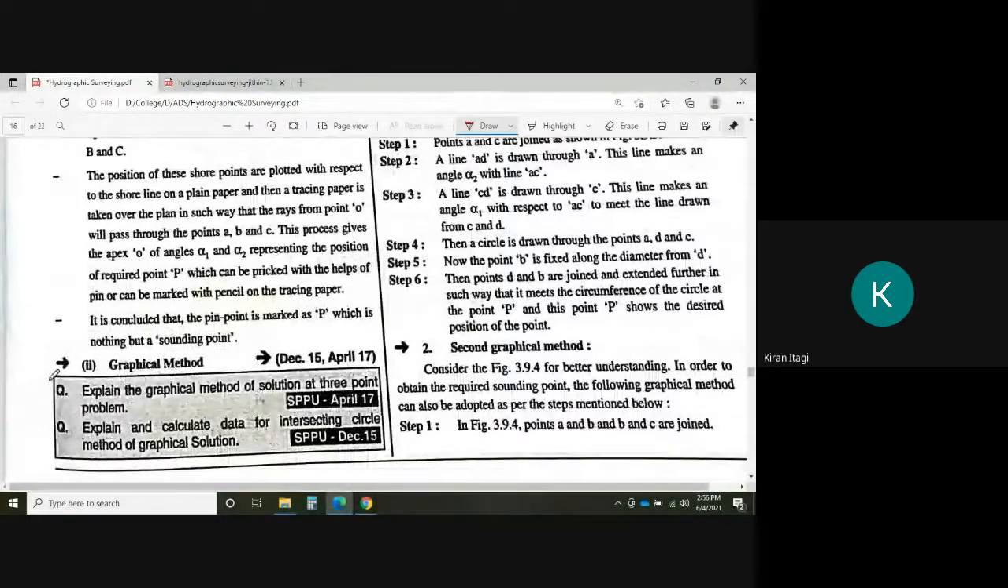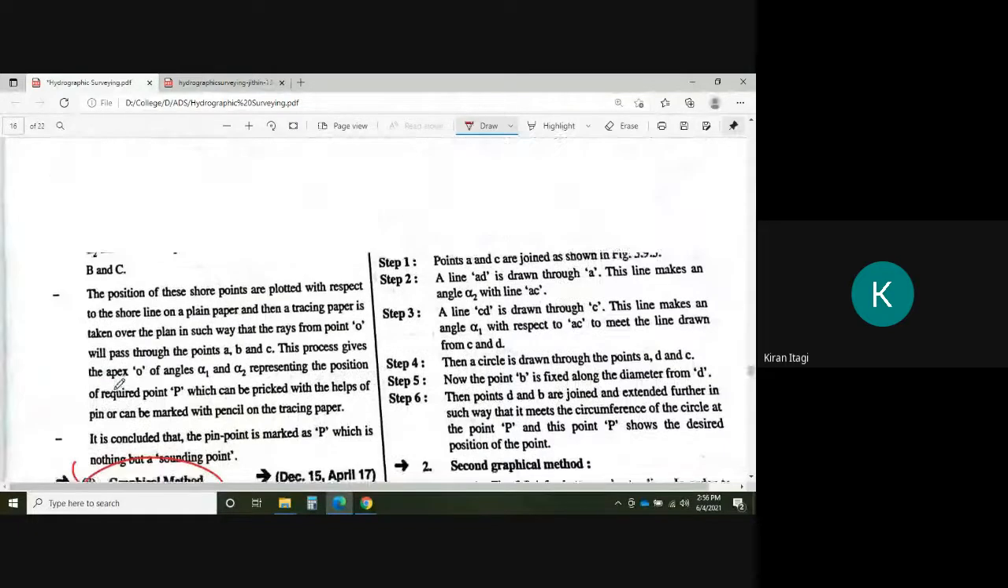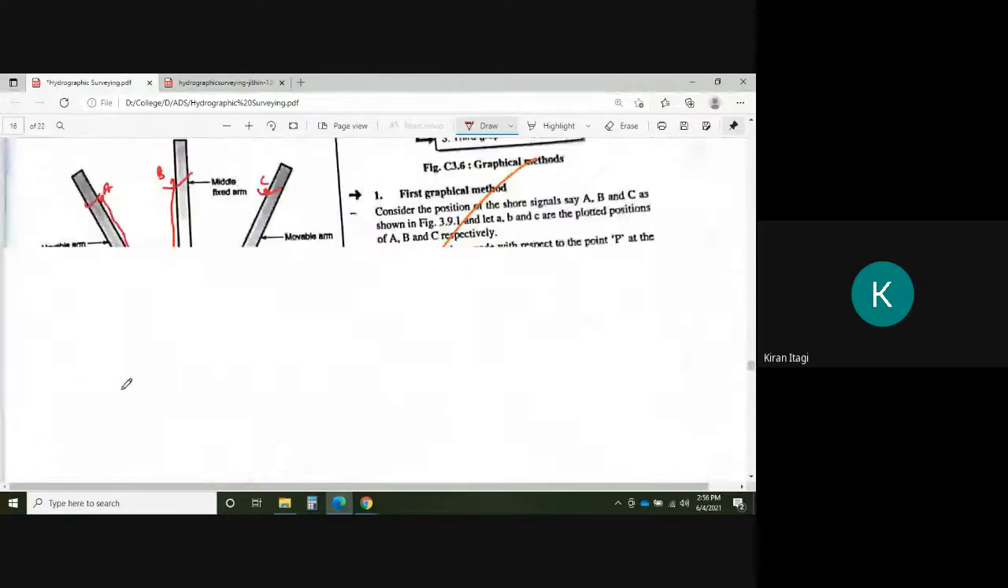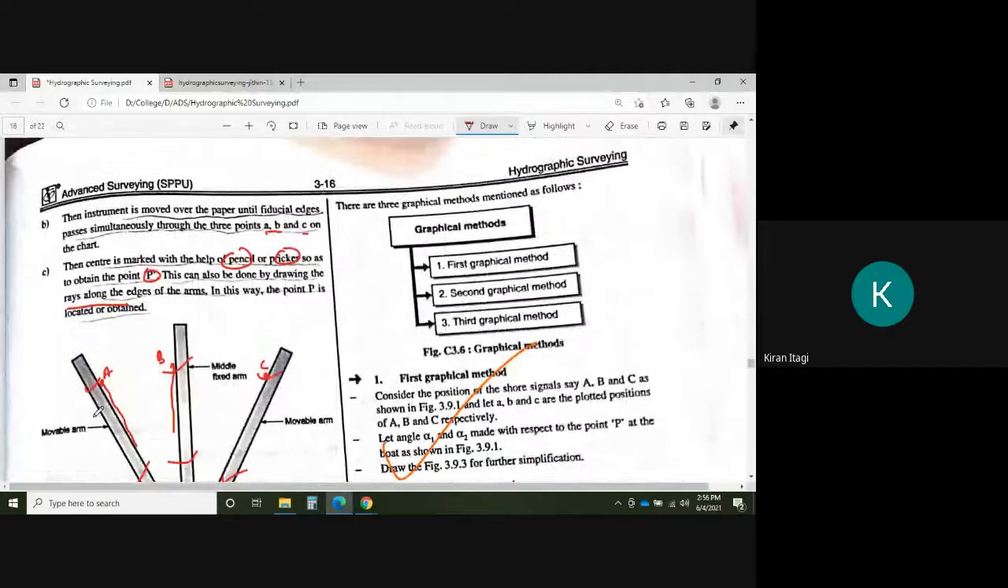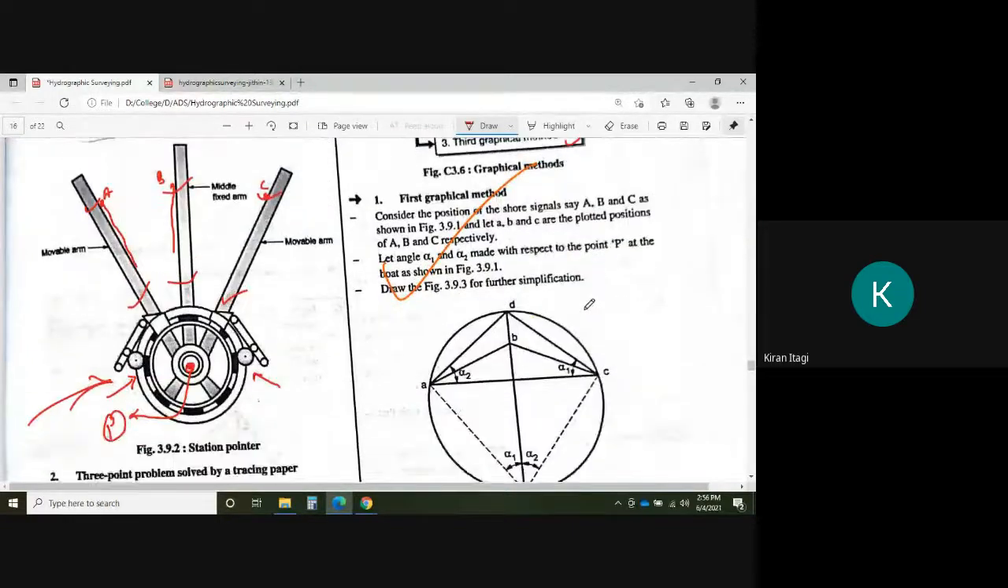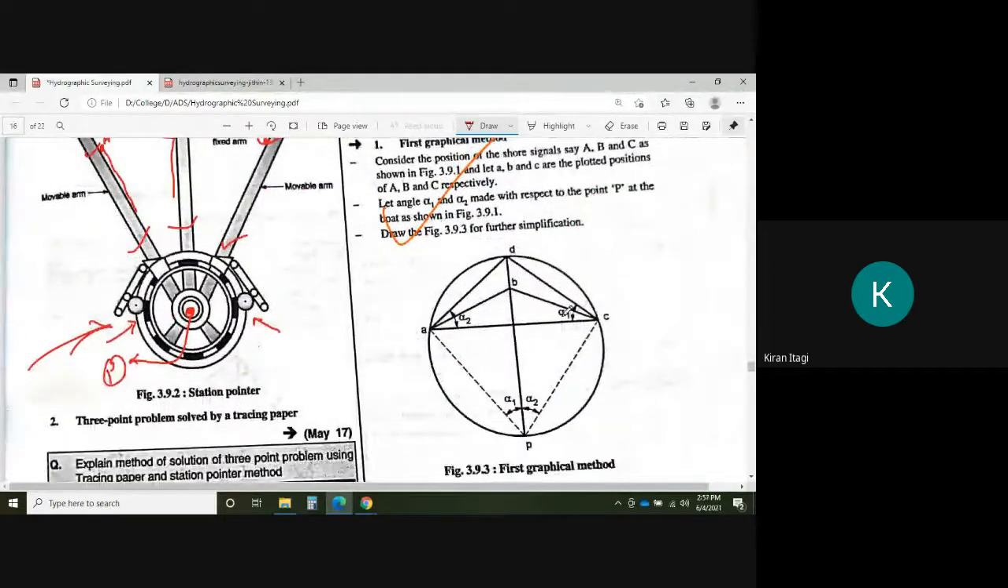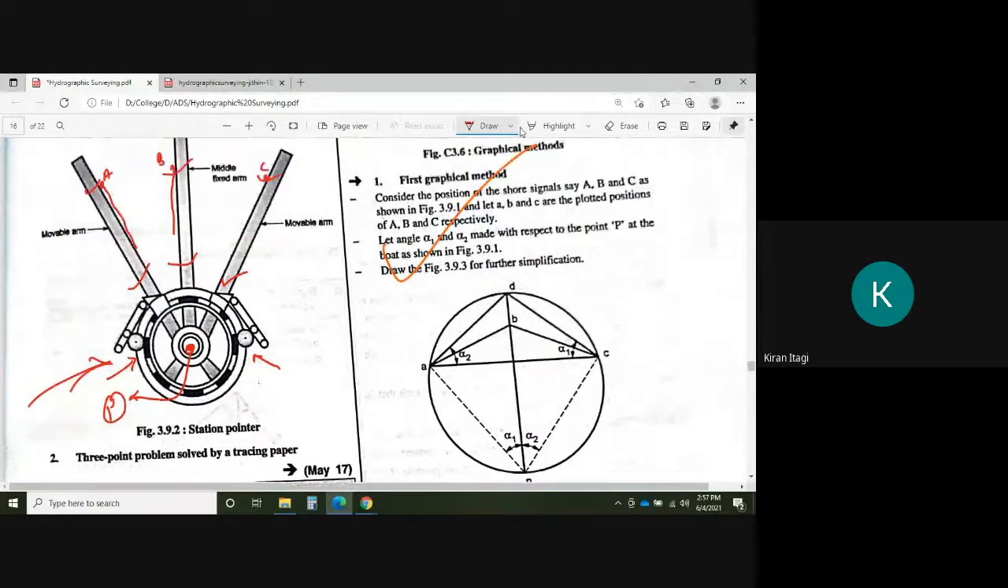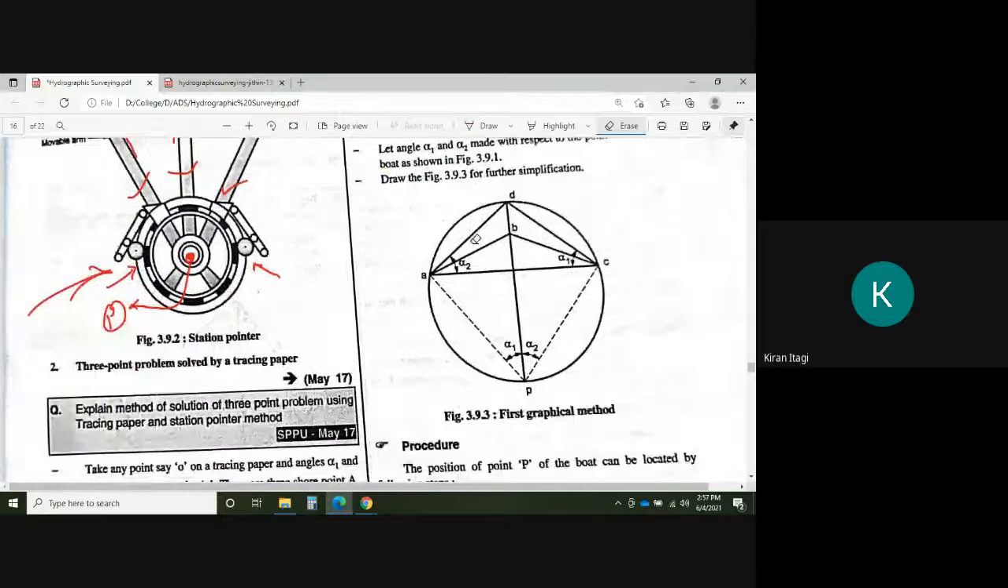The next method we have is the graphical method. Again, the graphical method is divided into first graphical method, second graphical method, and third graphical method. To understand this is quite difficult, but I will try to make you understand it in a simpler way.